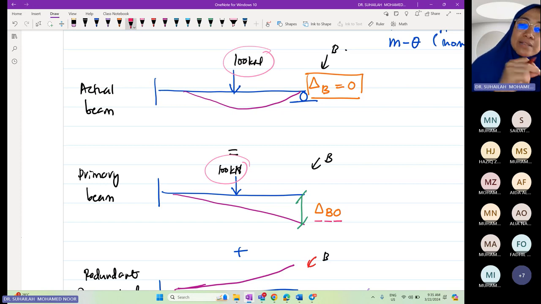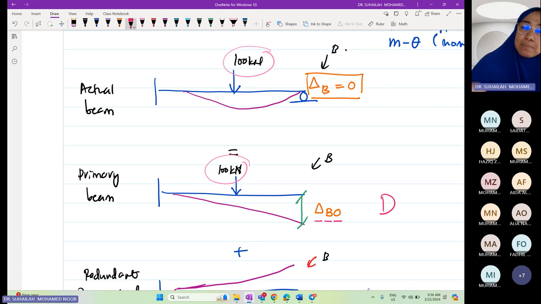Okay? Delta is deflection. The first notation is point, di mana benda tu happen, occur, measure. Deflection at point B. Yang belakang tu merujuk kepada sistem apa tu? Naught is the symbol we use for primary system. So, dia akan jadi delta B naught. Okay, kat sini lah yang saya kata, banyak buku, banyak simbol yang dia pakai.